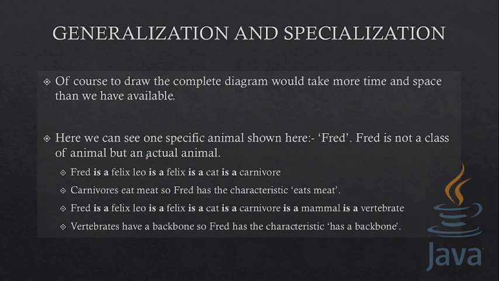So carnivores eat meat, so Fred has the characteristic, the property, the attribute that it's meat. So Fred is a Felis leo. So here, Felis is a cat, and then cat is a carnivore, and then carnivore is an animal, it's a mammal, and then mammal is a vertebrate. And we have vertebrates have a backbone, so Fred has a characteristic of a backbone.